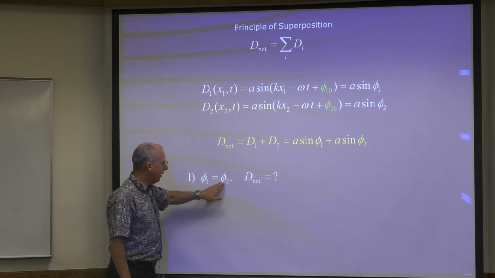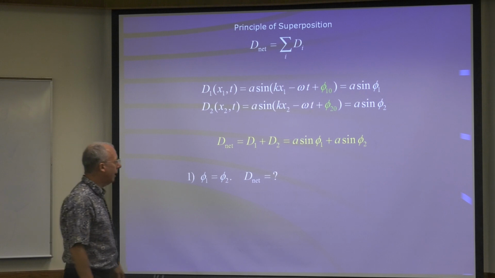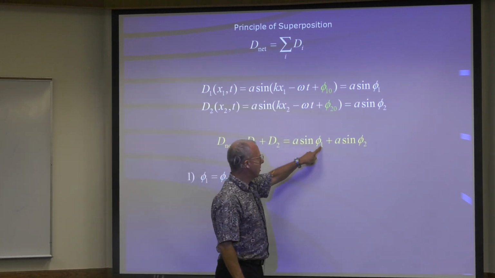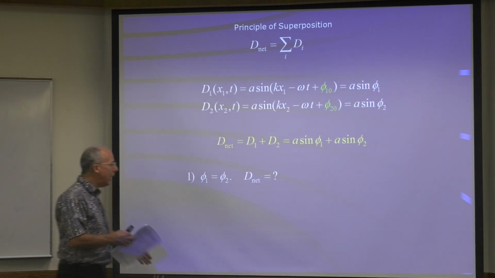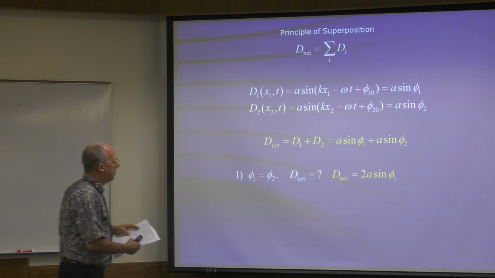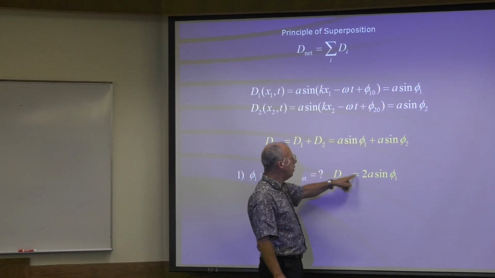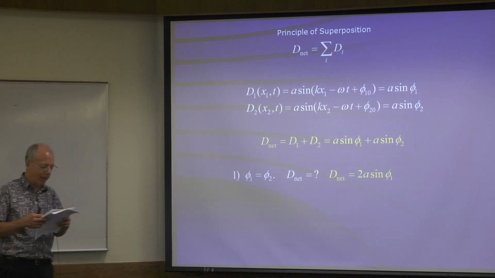If phi 1 equals phi 2, what would be the net displacement? Well, that's kind of a silly question. That means that this equals that, so you just add them. So the net displacement, you just add them, and you get 2A sine phi 1. That wasn't all that great.